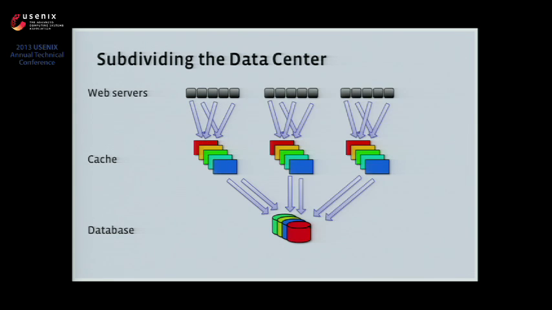So we tackle both of these problems by subdividing inside a single data center. We have a subset of web servers talking to a subset of the cache, where the cache is complete in the sense that every ID maps to some element of the cache, but it's a distinct separate cache from the other ones.